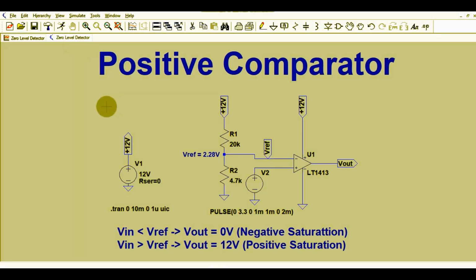So I hope you understand the concept of the positive comparator, the application of the positive comparator, and where it is going to be used.